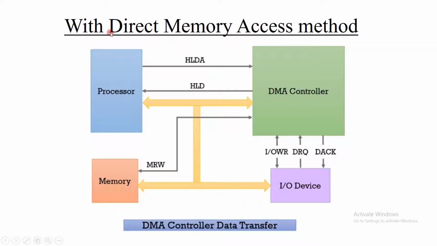Then once the DMA controller receives the hold acknowledgement, it sends an acknowledge to the input output device, telling it that you can start sending the data to me. When the input output device wants to write the data into the memory, it will send the data to the DMA controller, and the DMA controller will copy the data into the memory. When memory wants to write the data to the input output device, the memory will send the data to the DMA controller, and the DMA controller will further send it to the input output device. And if the input output device wants to read the data from memory, that also it can do. It can do read and write. Okay, so this is the meaning of the direct memory access method.